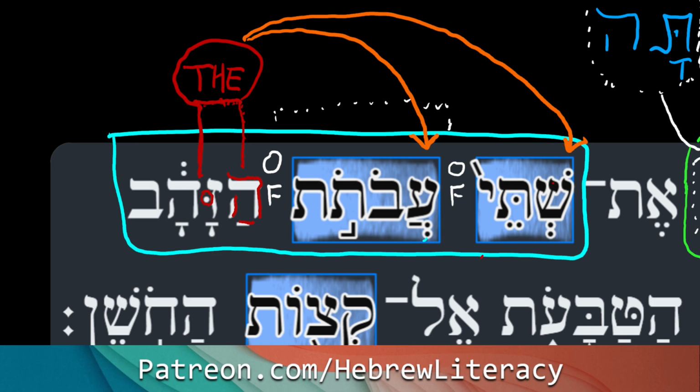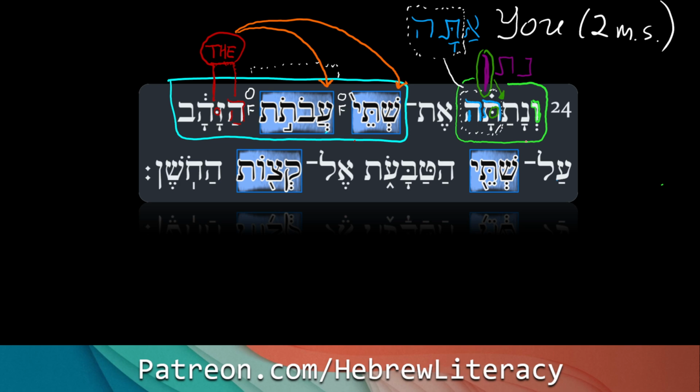So the two chords of gold. Upon, or by, or with shite hatabaot. Shite hatabaot. And yes, I realize in modern Hebrew dialect we just say shtei, but we are going to try to keep things biblical here.